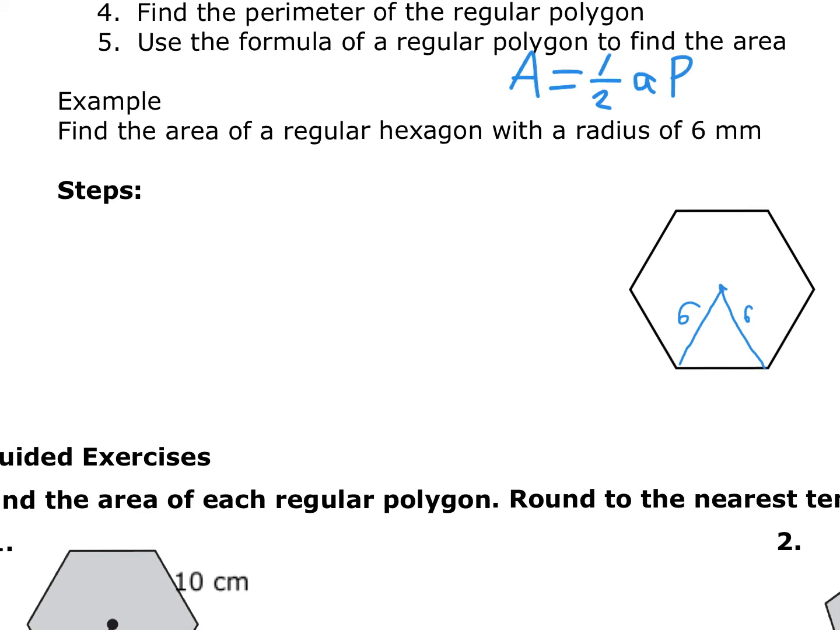Now this angle, this central angle, is going to be equal to 360 divided by 1, 2, 3, 4, 5, 6. So 360 divided by 6 gives us a central angle of 60 degrees. We're now going to draw in our apothem here in purple. Our apothem is going to run from the center of the polygon down to the opposite side and form a 90-degree angle.